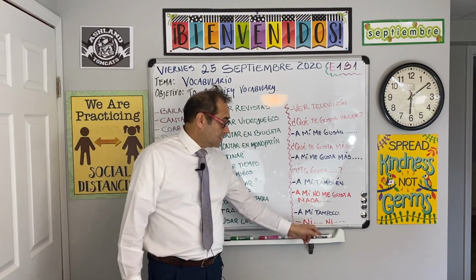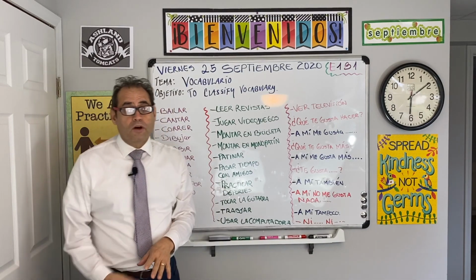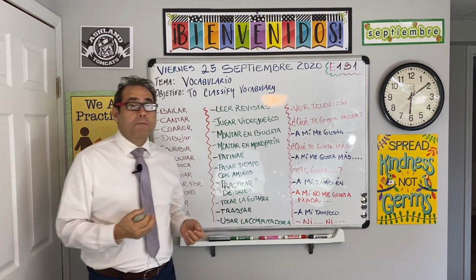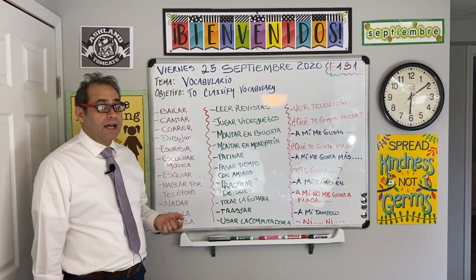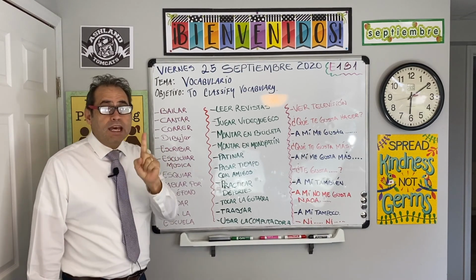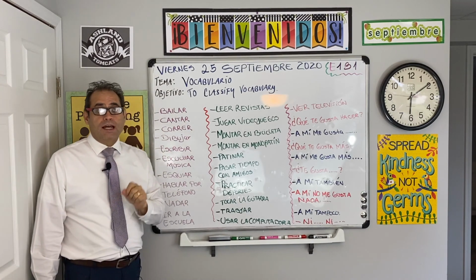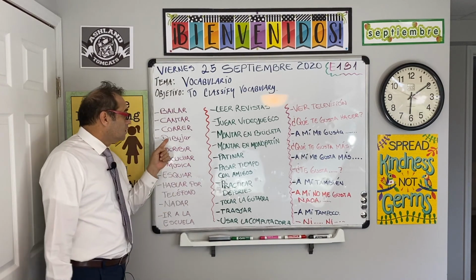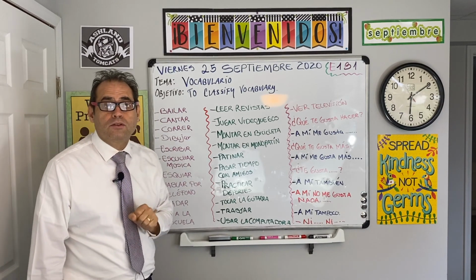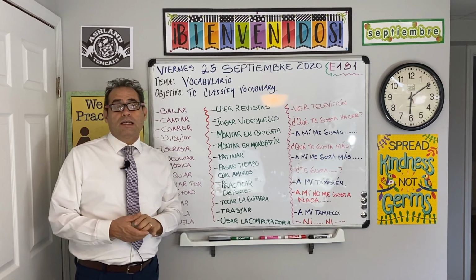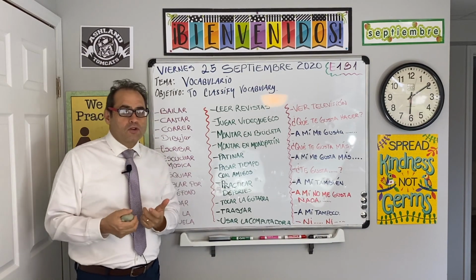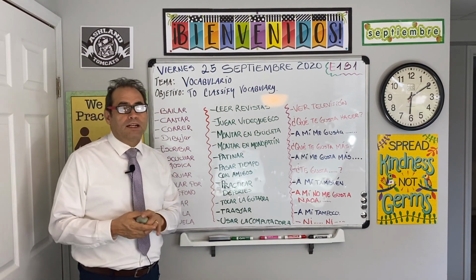Let's go with the last part that says ni. It's the moment that you're going to express that you don't like two things at the same time. For example, a mí no me gusta, to me, I don't like, a mí no me gusta ni escribir, ni dibujar. So two actions, two activities that you don't like to do at the same time. A mí no me gusta ni hablar por teléfono ni jugar videojuegos. So you're expressing that you don't like two things at the same time.